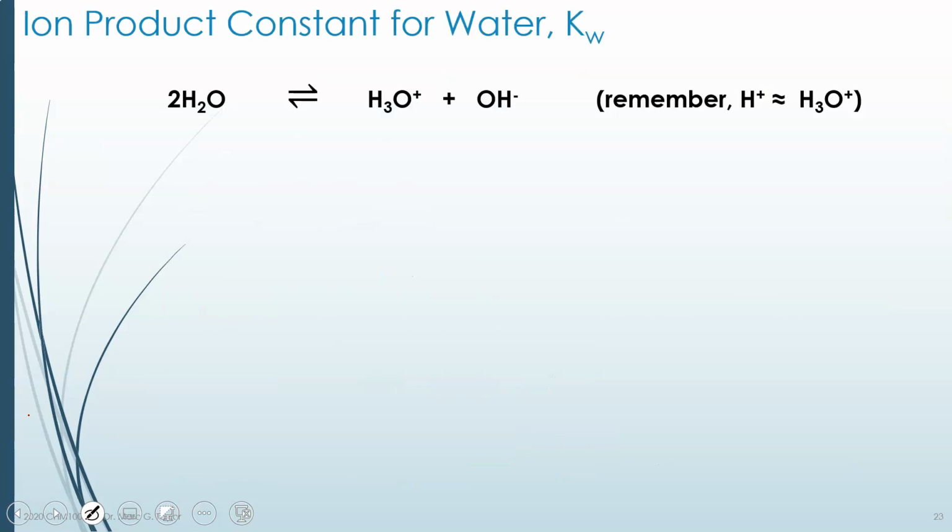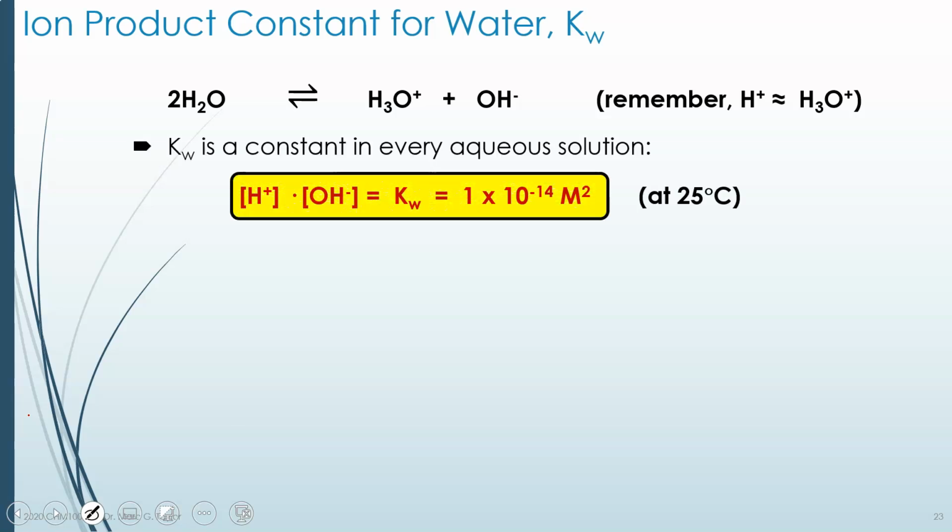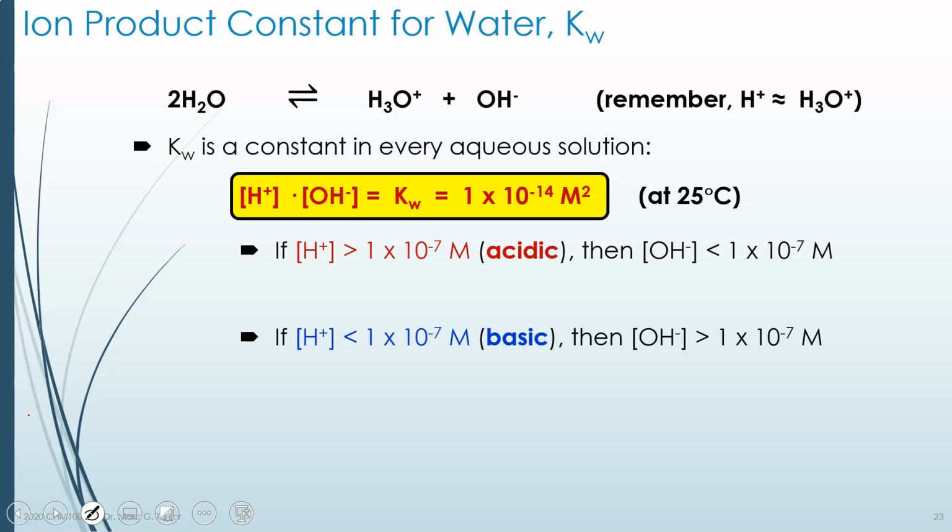So the ion product constant, Kw for water, is based on this equilibrium and the equilibrium constant calculated from this. It's always going to be equal to 1 times 10 to the minus 14 molar squared, as long as we're dealing at around room temperature. So if the proton concentration is greater than 1 times 10 to the minus 7, remember 1 times 10 to the minus 7 would be neutral concentration, then the hydroxide must be lower than that amount.